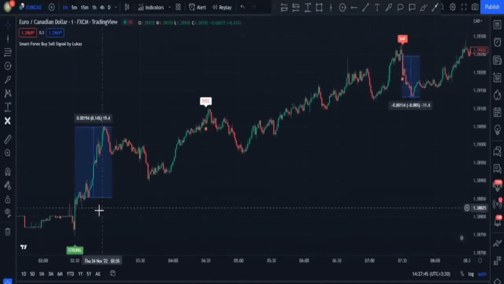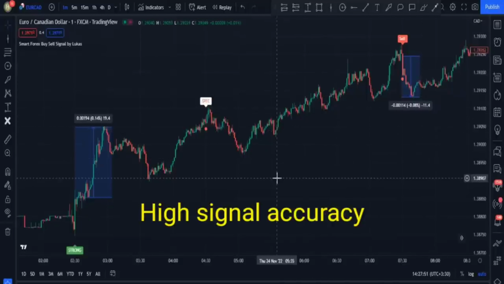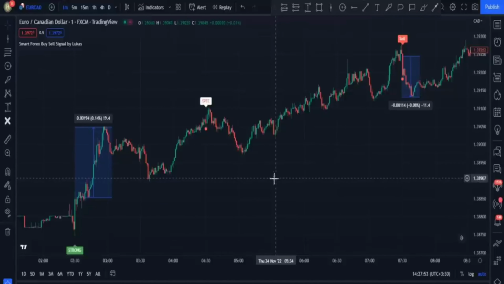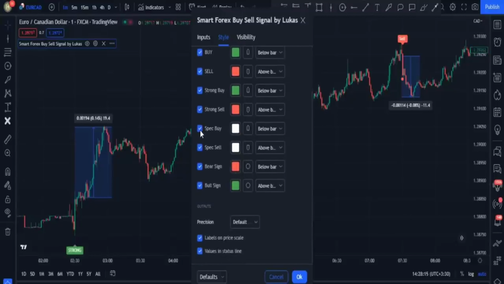As I said, these indicator signals are very precise, but to make these signals even more accurate, we need to optimize the settings of this indicator. So we open the settings of the indicator by clicking on these. In the style section, disable the options as I do. Disable the bar option, then disable the spec buy, spec sell, bear sign and bull sign options.